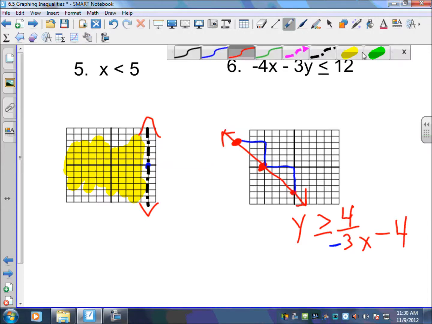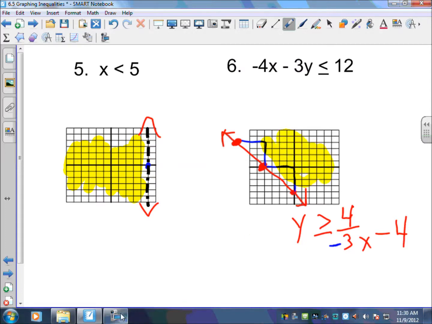And I have to shade. Where do I shade? Well, it's eating the y, so I shade above. Okay?